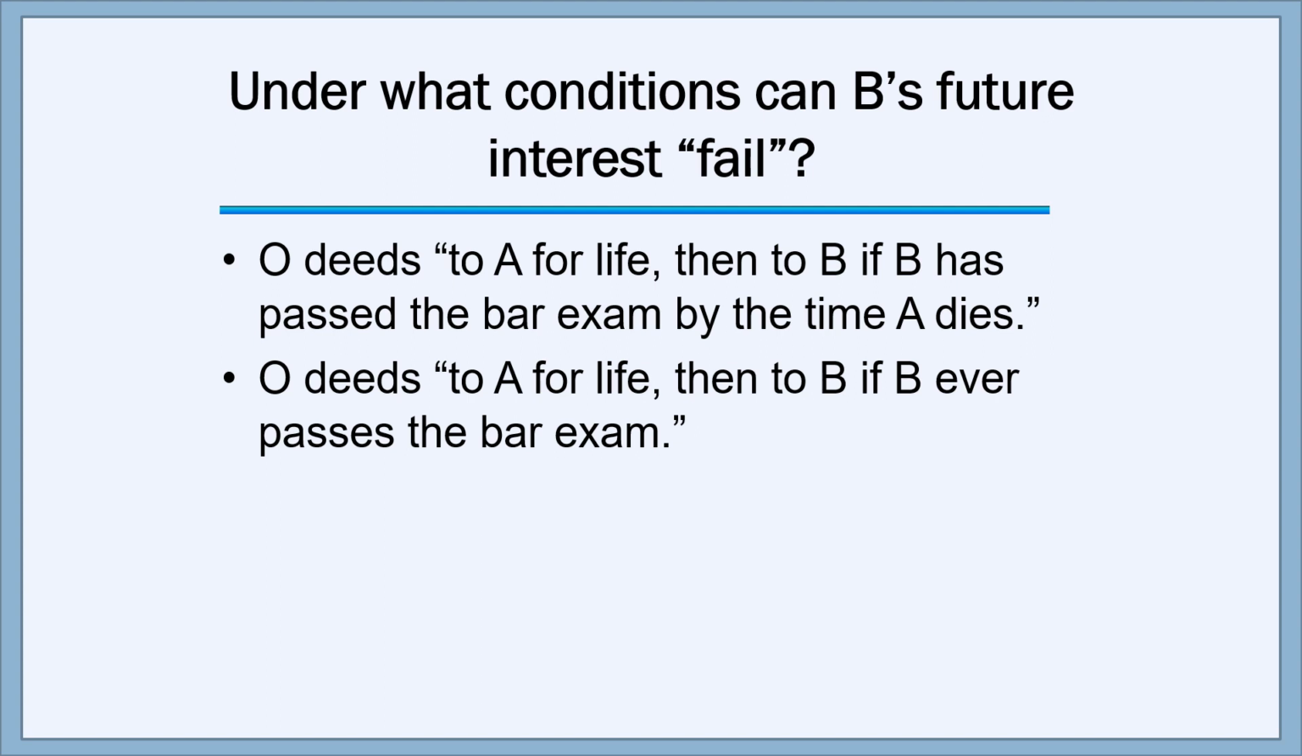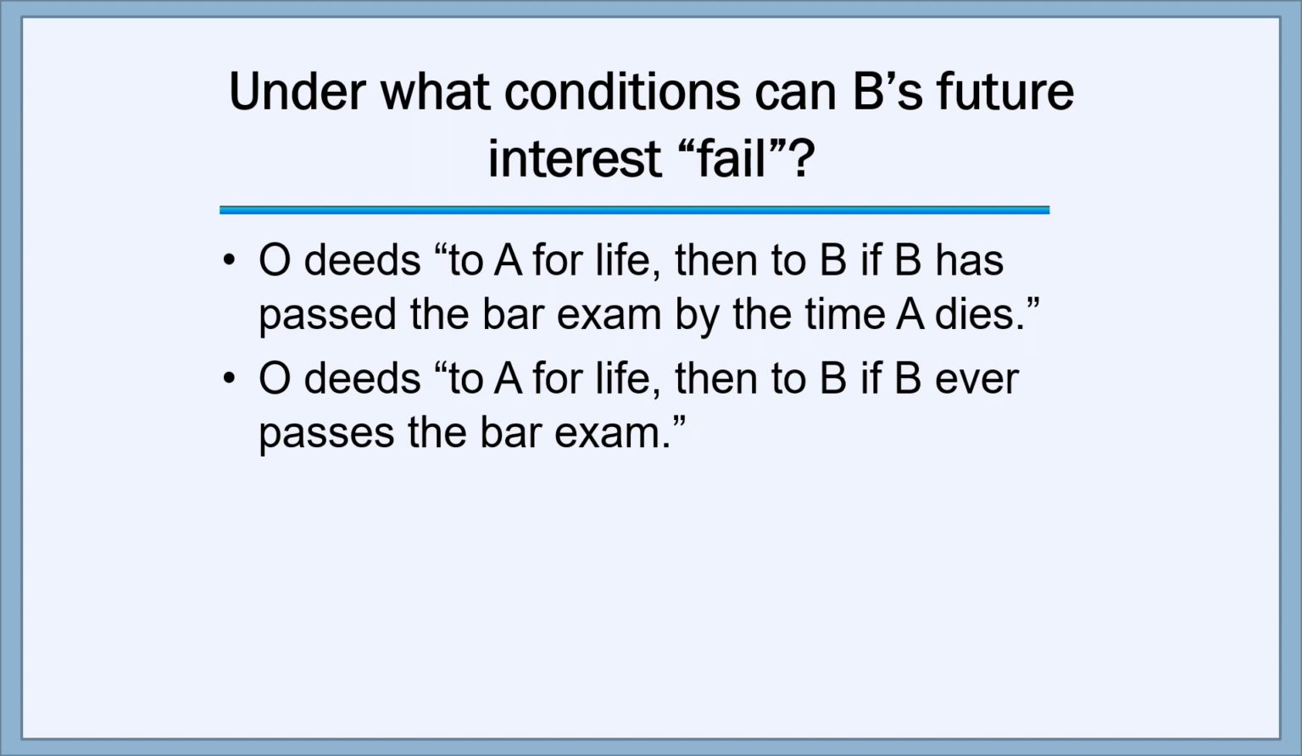Now, if B hasn't passed the bar by the time A dies, it's still possible that B will pass the bar exam in the future and be entitled to possession of the land. So as we talked about before, there will be a temporary reversion in the grantor if that occurs. So B's future interest won't fail in that situation. However, it is possible for B's future interest to fail.